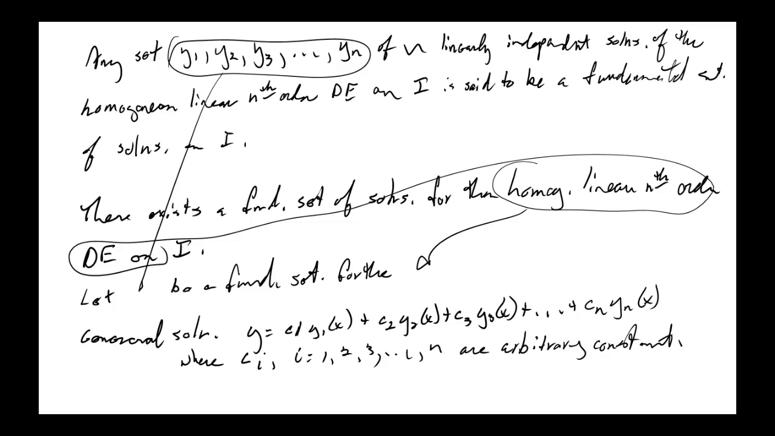That's what this is saying. They're just saying your general solution is any combination of those linearly independent solutions, any combination that you want to have, where those constants are arbitrary. It's a lot of blah, blah, blah.